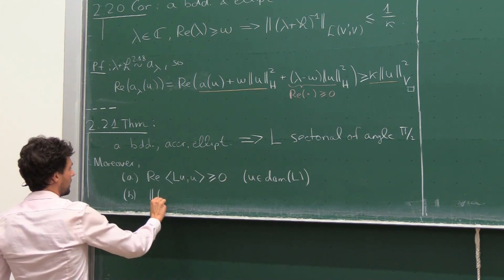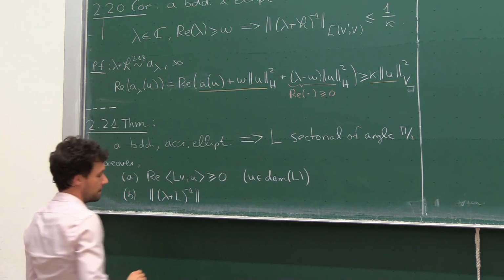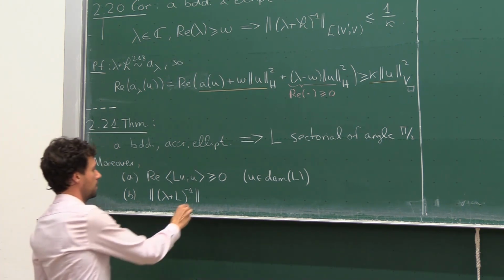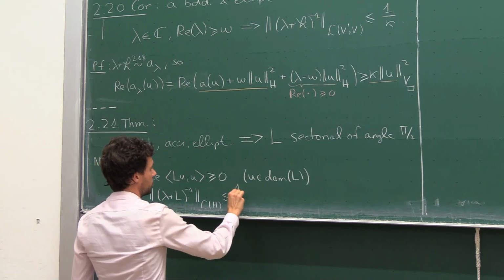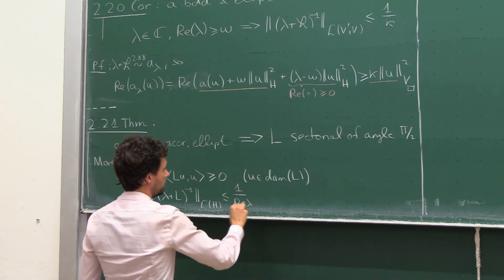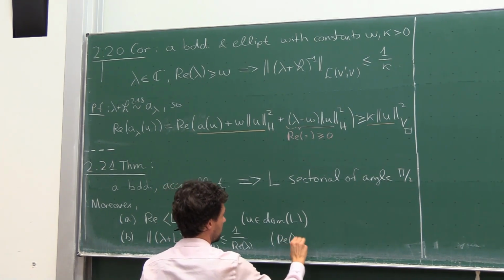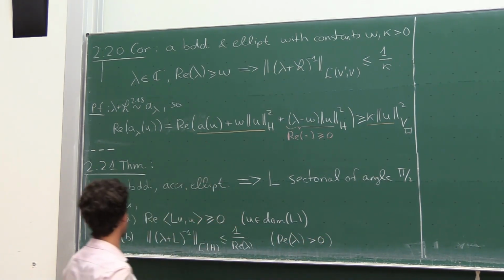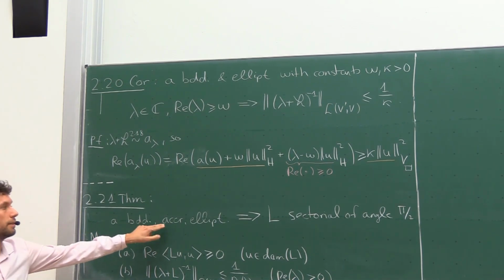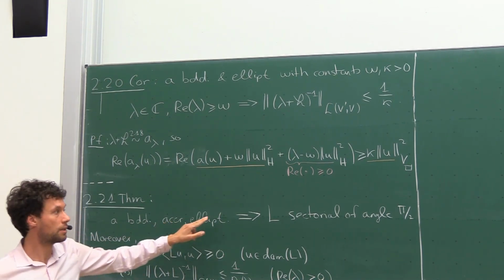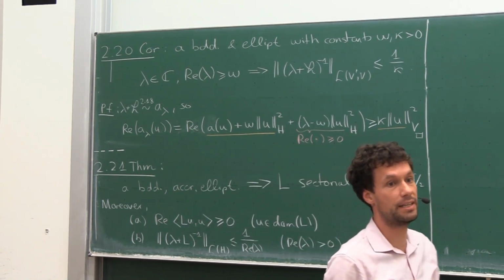Namely, I claim that lambda plus L to the minus 1, this operator is bounded on H, and the norm is controlled by 1 over the real part of lambda whenever the real part of lambda is strictly positive. Okay. So bounded, accretive, and elliptic forms generate sectorial operators of angle pi over 2 in H.